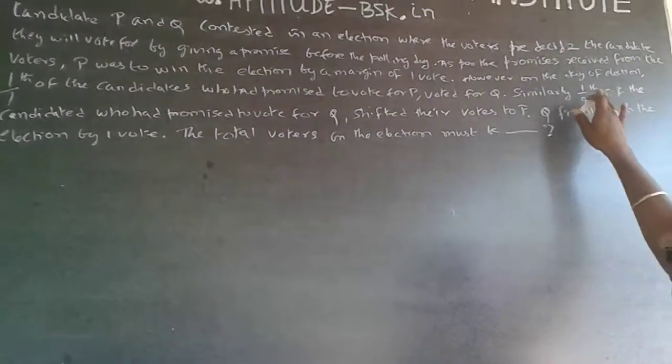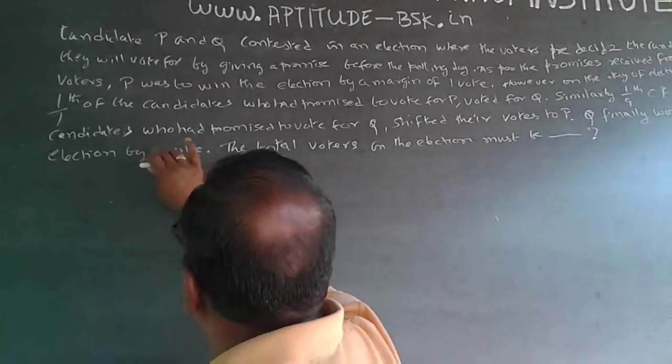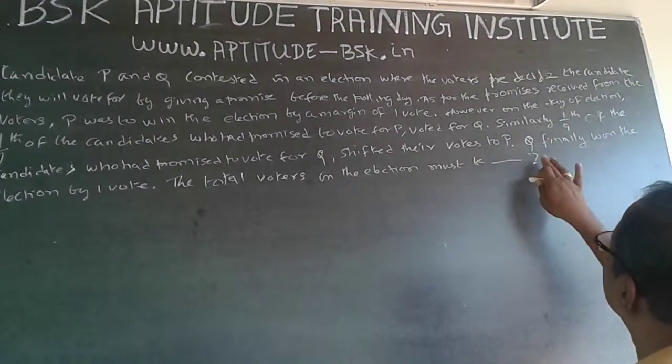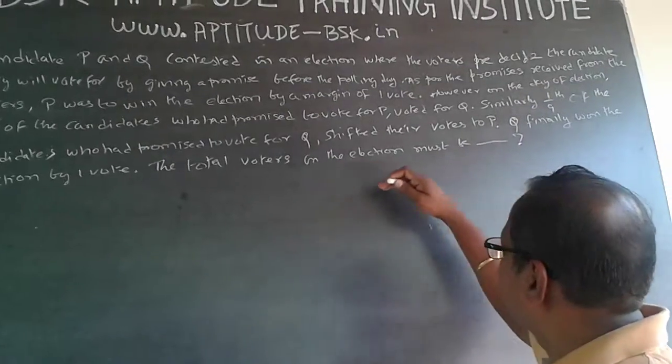Similarly, 1/9 of the voters who had promised to vote for Q shifted their votes to P. Q finally won the election by 1 vote. The total voters in the election must be?